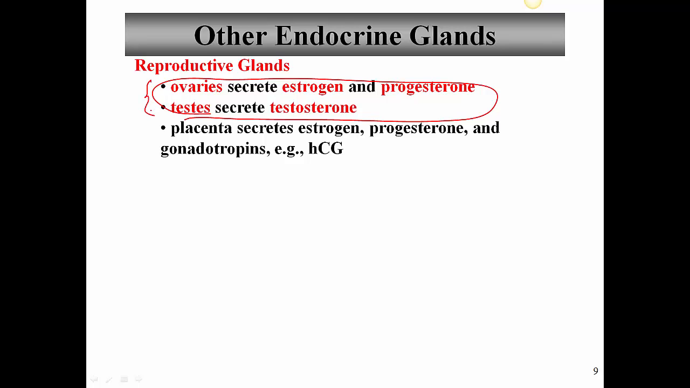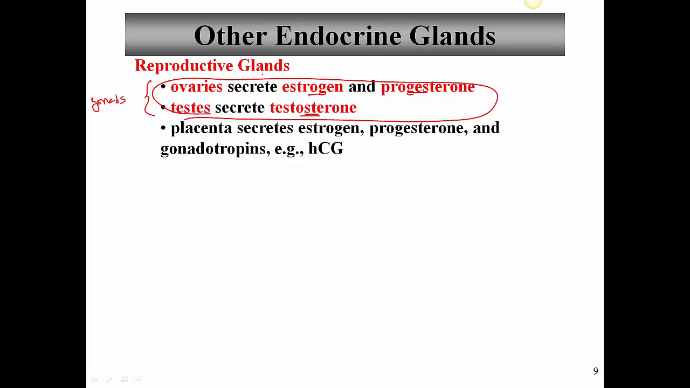We called the ovaries and the testes, if you remember earlier, gonads. These are the primary sex organs: ovaries in females, testes in males. The ovaries secrete estrogen and progesterone. The testes primarily secrete testosterone. And that's the extent of what I want you to know for this lecture exam on the endocrine organs.